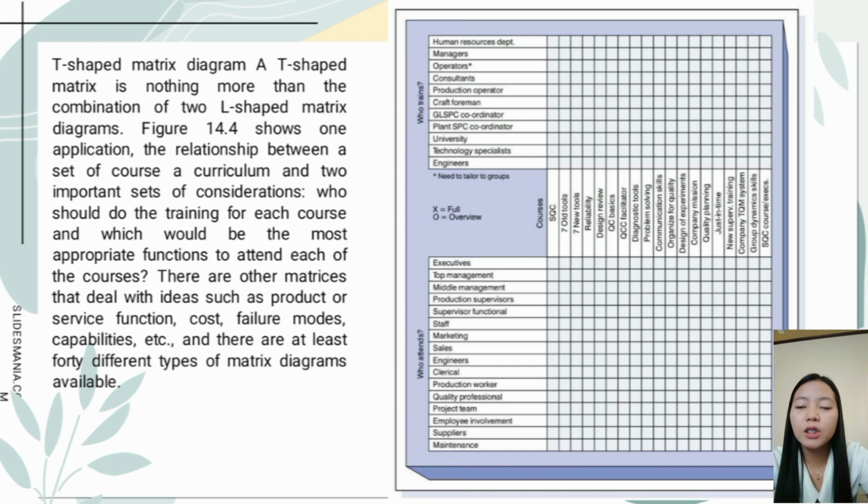So sa T-shape, this is essentially two L-shaped matrices joined by a single list. So, yung T-shape, itong nasa gitna ito yung nasa center, and yung pa-L naman is itong dalawang nasa gilid sa kaliwa. This matrix lets you compare one list, yung center ng T or etong nasa gitna, and the two other groups or etong dalawang nasa gilid, yun yung sinasabi ko kanina.